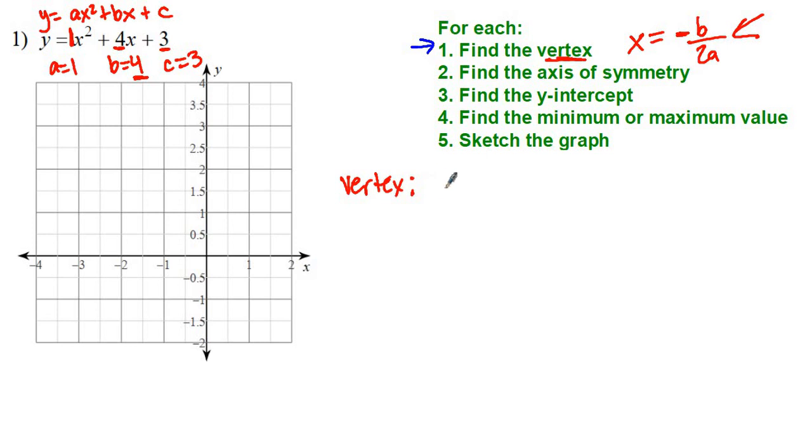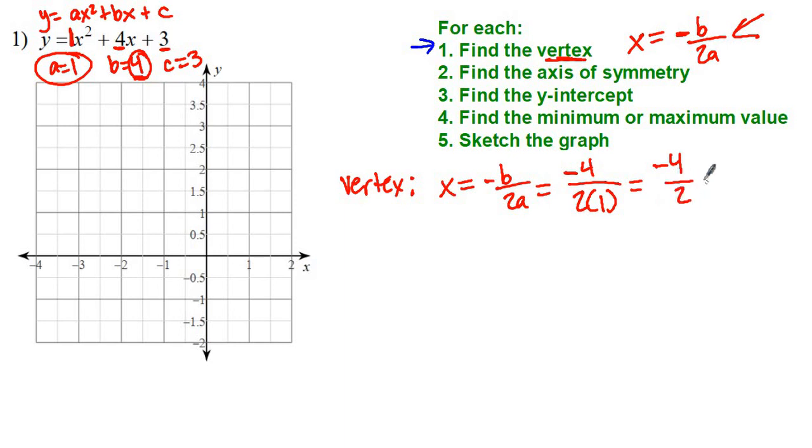The vertex for the x-coordinate is going to occur at negative b over 2a. b in this case we already said is 4, so negative b will be negative 4 over 2 times a. So that means 2 times a is 1 right here, so 2 times 1. So negative 4 over 2 times 1, that would be 2. Negative 4 over 2 is negative 2. This right here is the x-coordinate at the vertex of our parabola.